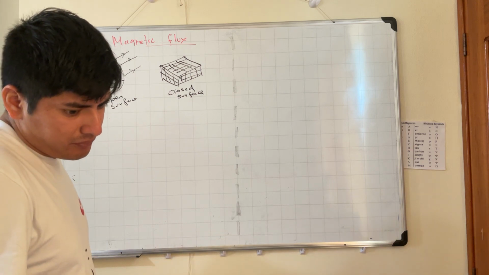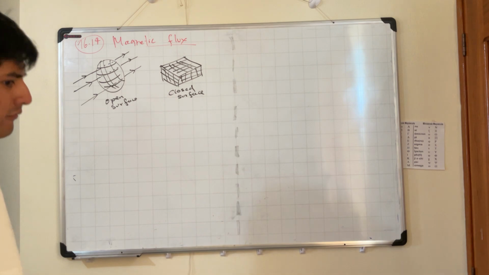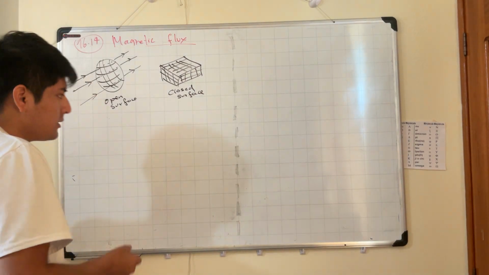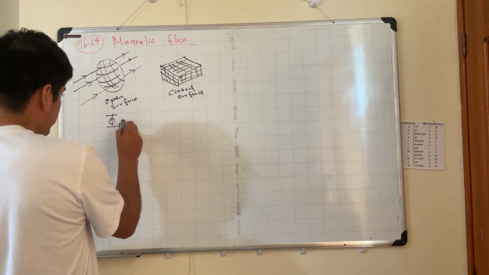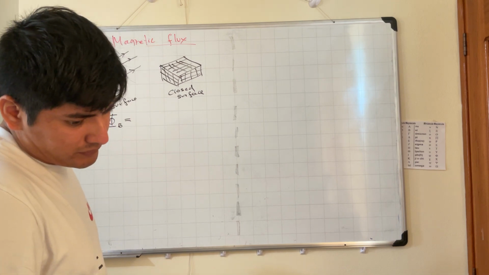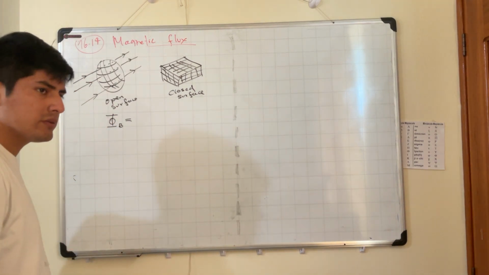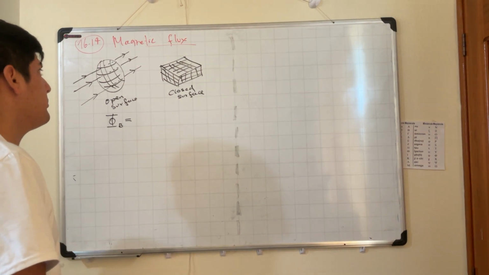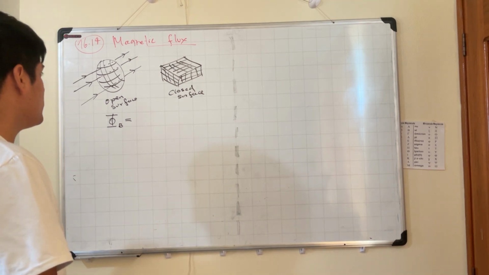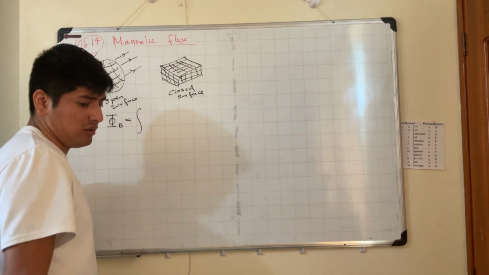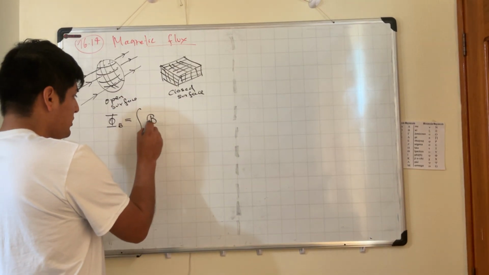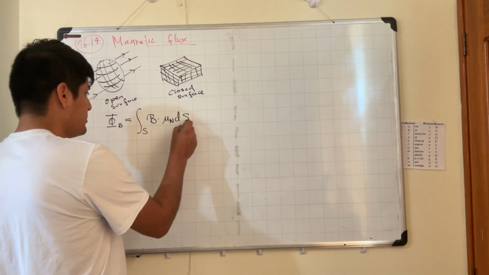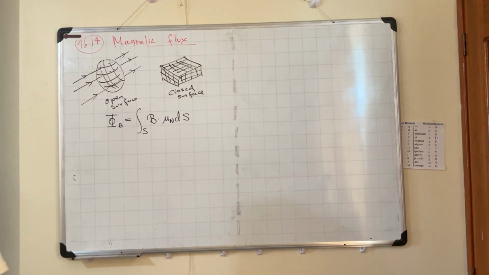Now, the magnetic flux in a magnetic field is given mathematically by the following integral: over some surface, the magnetic field times the unitary normal vector times some dS. Mathematically, this is the magnetic flux.